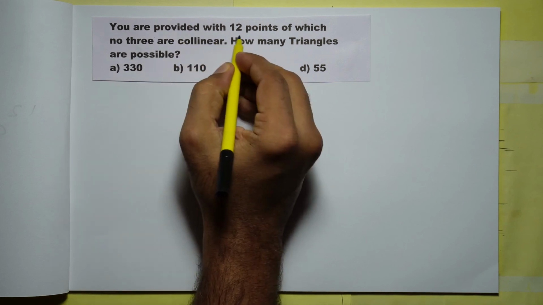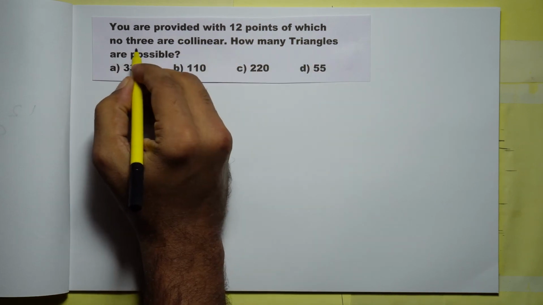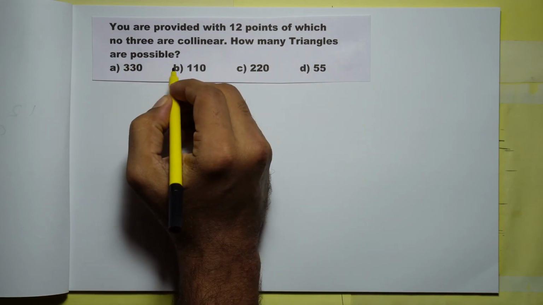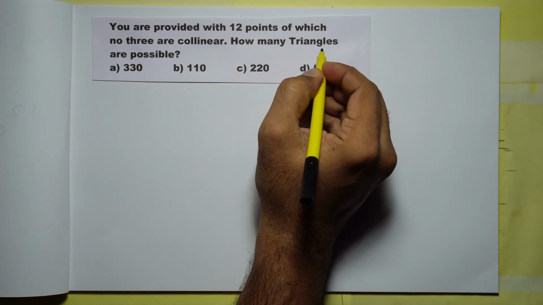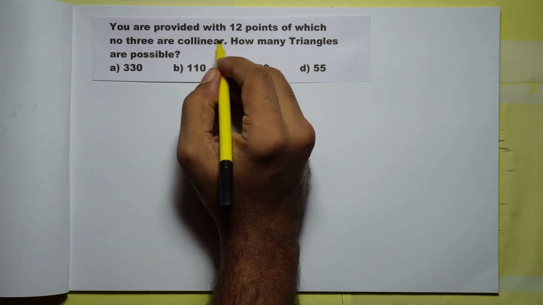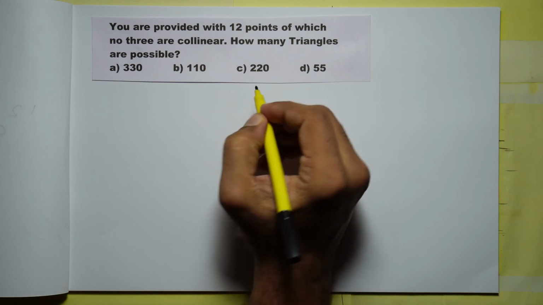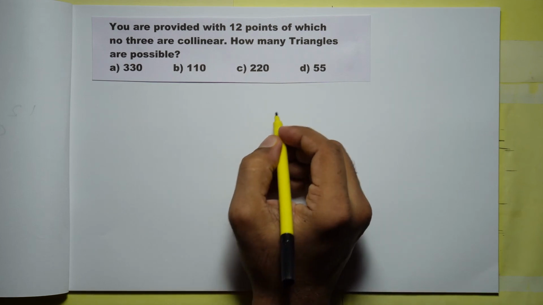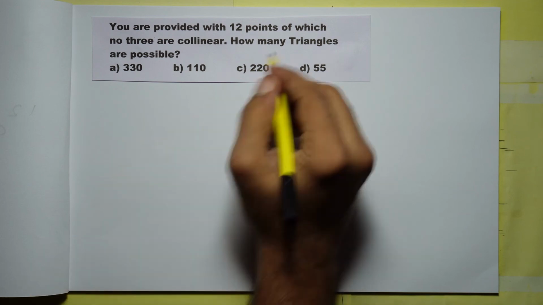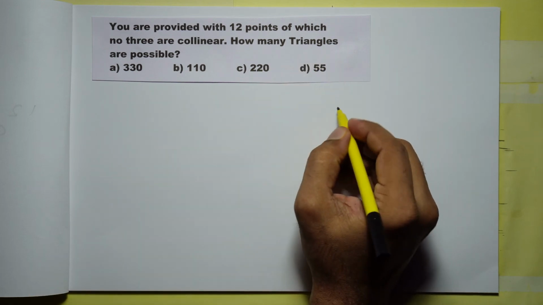You are provided with 12 points, of which no 3 are collinear. How many triangles are possible? Now requirement for a triangle is 3 non-collinear points. So none of the points are collinear. So you can select any 3. So how many sets of 3 points can you select? That many triangles are possible. Because requirement for a triangle is 3 non-collinear points.